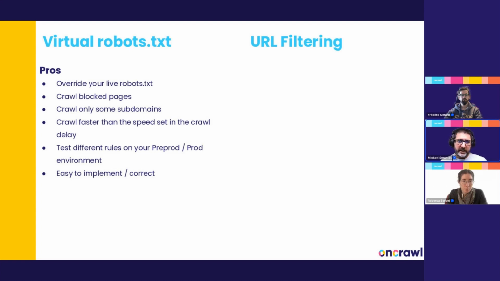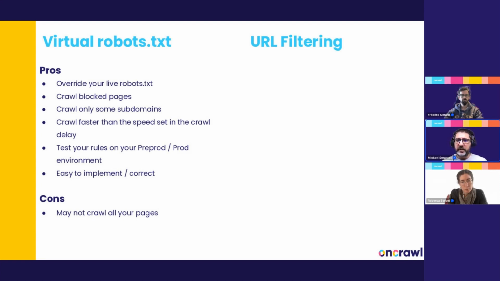It can allow us also to crawl faster than the speed set in the crawl delay directive in the robots.txt. And you can test different rules on your pre-production or staging website and see how they will impact the crawl, the behavior of the crawler, and at the end, the search engines. It's easy to implement and to correct. The con is that you may not crawl all your pages depending on the use case, but we will see that just after.